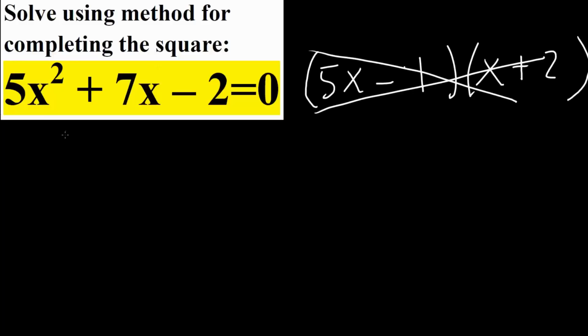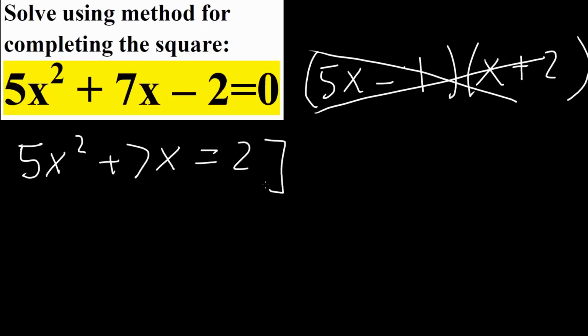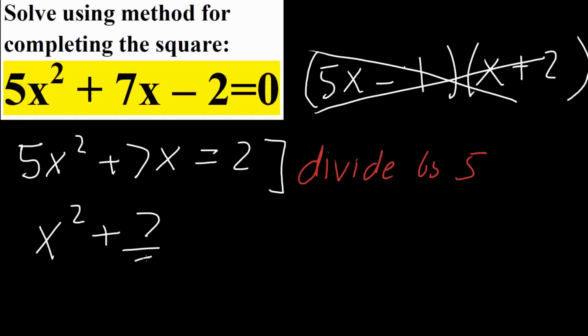And so what we're going to say is 5x squared plus 7x is equal to 2. We're just moving -2 here, so we'll say plus 2. Next we will divide by 5. So let me write this down in a different color. We'll just say divide by 5. This will make it easier to work with. We're dividing by 5 on both sides, so it's legal. So we can say x squared plus 7/5 x is equal to 2/5.